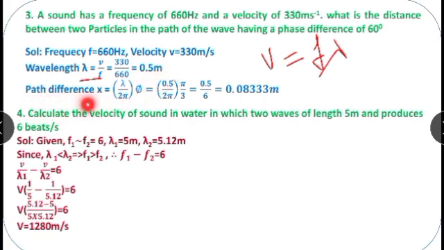Next one, path difference. x is equal to lambda divided by 2 pi into phi. So this is the path difference formula. x is equal to lambda divided by 2 pi into phi, and phi is equal to pi by 3. Why pi by 3? Because the phase difference value given here is 60 degree. So we express that 60 degree in this way also.